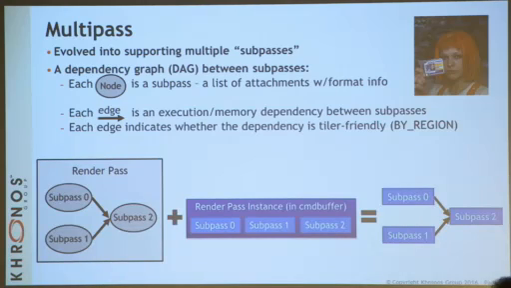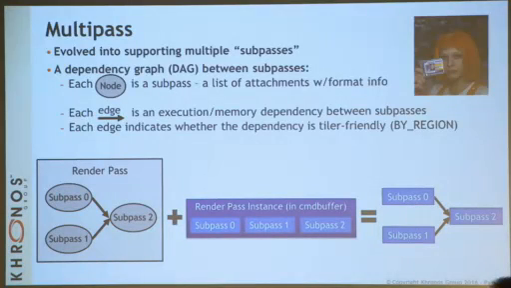So you create your render pass up front, and then when you record a render pass instance into the command buffer, you record the commands for the subpasses in order, calling next subpass in between. And then when you execute that command buffer, the subpasses execute according to the graph described in the render pass.